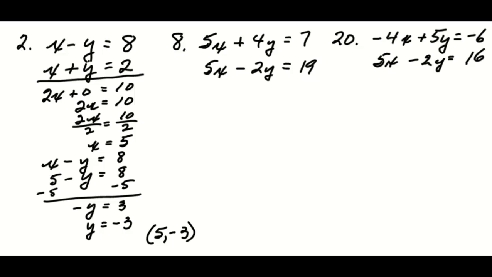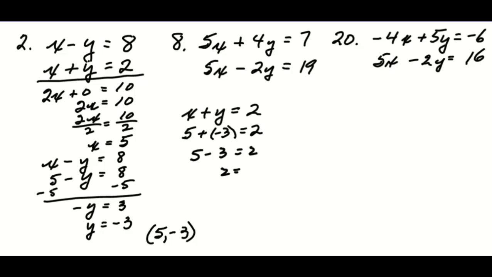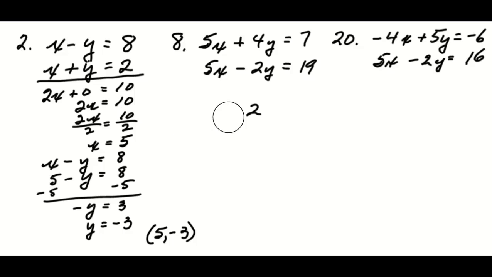Just to verify that, let's take a look at our second equation. X plus y equals 2. If we had x plus a negative 3 equals 2, we would have 5 minus 3 equals 2, and 2 equals 2. So that works. If you wanted, you can verify with the first equation, but I can guarantee you that's what's going to work. So there we have it. That's the simplest example, but now let's take a look at number 8.